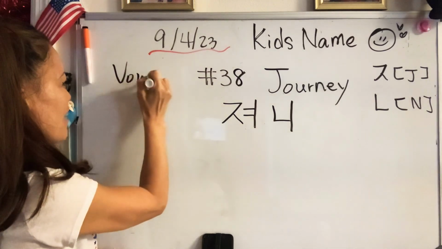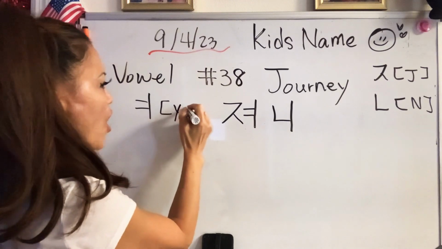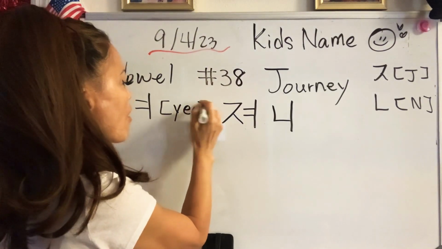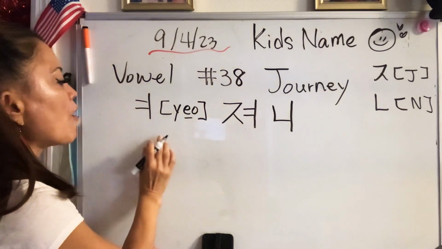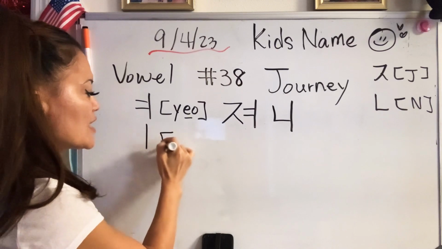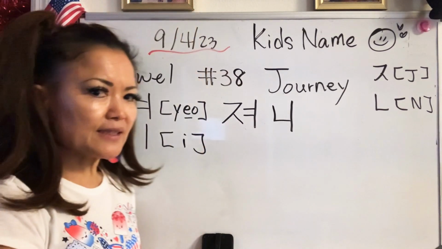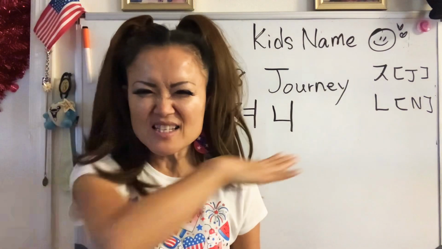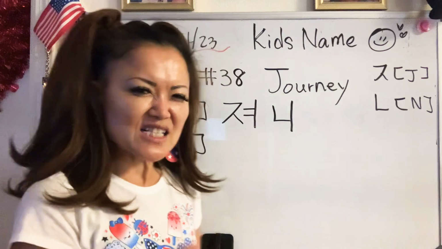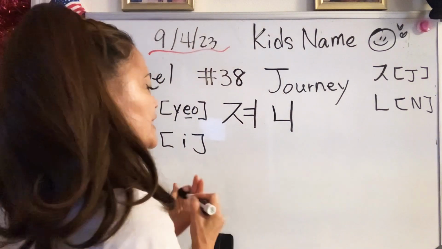This is going to be a vowel, okay? So this is a yo sound. Yo, yo, yo. Well, I can say yo. Okay? This is a yo. And this is a E. Vertical line is always E sound, okay? Vertical E. E. This is a U. U, E, U, E. Dance mode, okay? Journee. That's how to write in Korean.